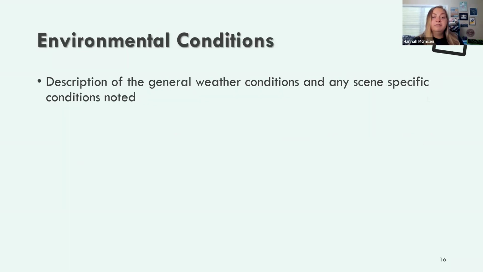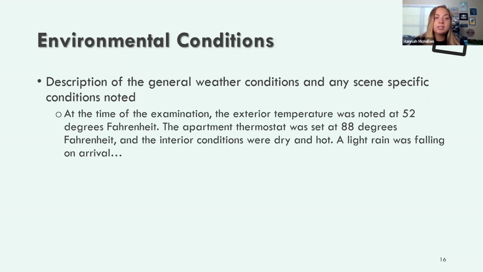So then we're going into our environmental conditions. So we're describing the general weather conditions and any scene-specific conditions noted. So at the time of the examination, the exterior temperature was noted at 52 degrees Fahrenheit. The apartment thermostat was set at 88 degrees Fahrenheit, and the interior conditions were dry and hot. A light rain was falling on arrival.